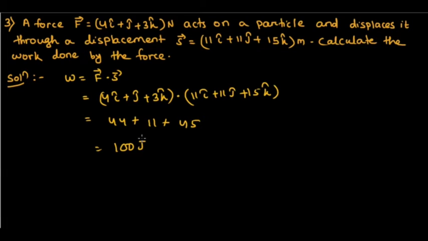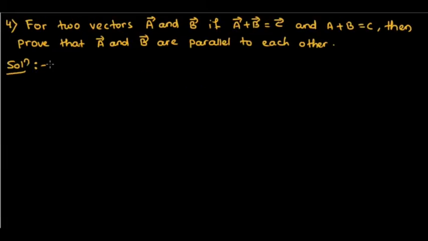And now we'll proceed to the next one. So students look at the next question. The question is for two vectors A and B, if A vector plus B vector equal to C vector and the magnitude of a plus the magnitude of b is equal to the magnitude of c, then prove that a vector and b vector are parallel to each other.